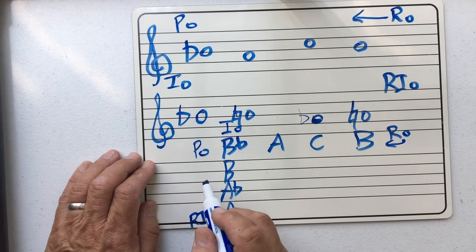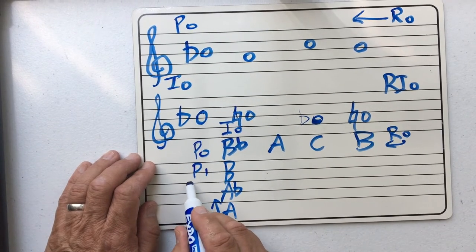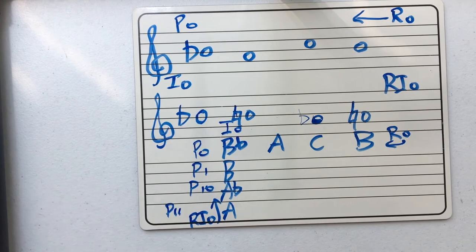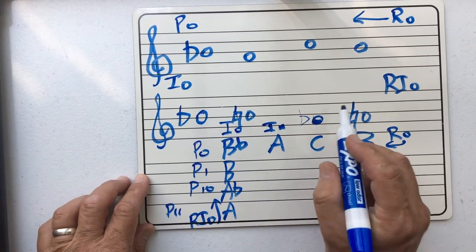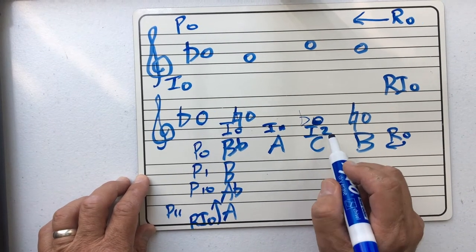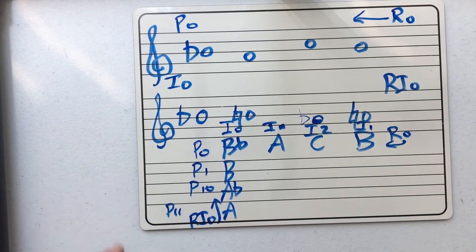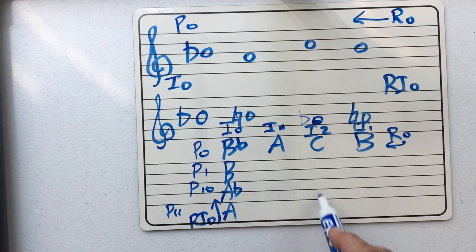It's getting a little messy here, but this will be the P1. This will be the P10. And then P11. This is going to be the I11. And this will be the I2. C is 2. The I1, okay? So I could either do this one, or I could do this one, this one, this one.